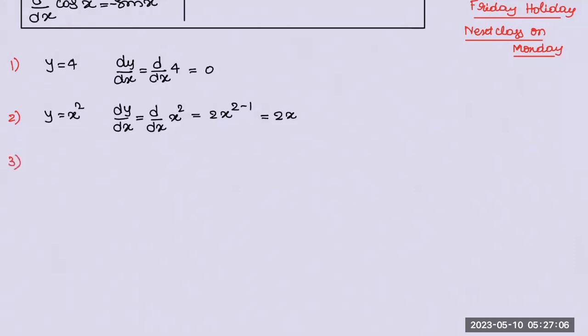Question number 3. y is equal to 3x cubed. Now, dy by dx is equal to d by dx of 3x cubed. Sir, I know how to handle x power something. When it is multiplied by 3, what to do?